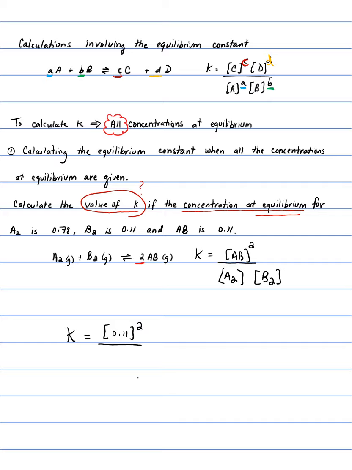AB, it's 0.11, that's still squared. A2, it's 0.78, and B2, it's 0.11. So you can just calculate the value of K. I am just rounding my final number to two significant digits, and that will be the value for the equilibrium constant when the concentration at equilibrium for the product is 0.11. For your two reactants, A2 it's 0.78 and B2 it's 0.11.